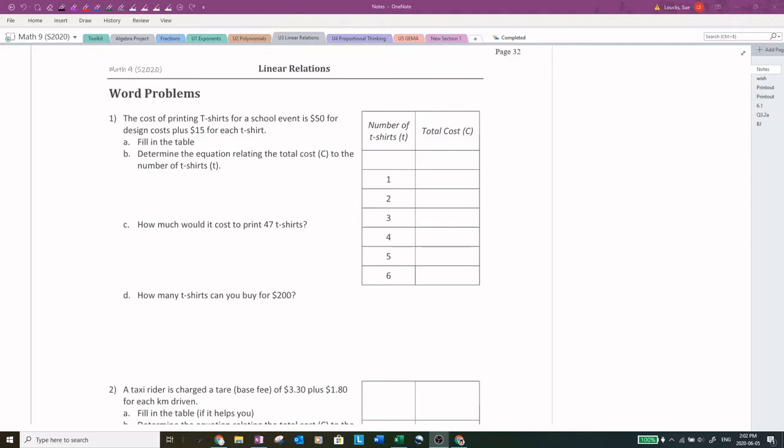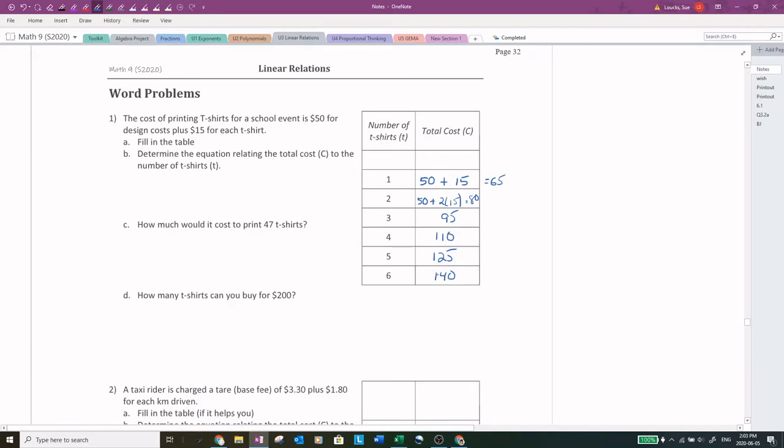Okay, so if we have one t-shirt, we're going to have to pay $50 plus the $15 for that one t-shirt, okay? And that equals 65. If we're doing two t-shirts, it's going to be $50 plus 2 times 15. Okay, so that's another 15, that's going to be $80. Okay, and then it's going up by $15 each time, so it's 95 here and 110 and 125 and 140.